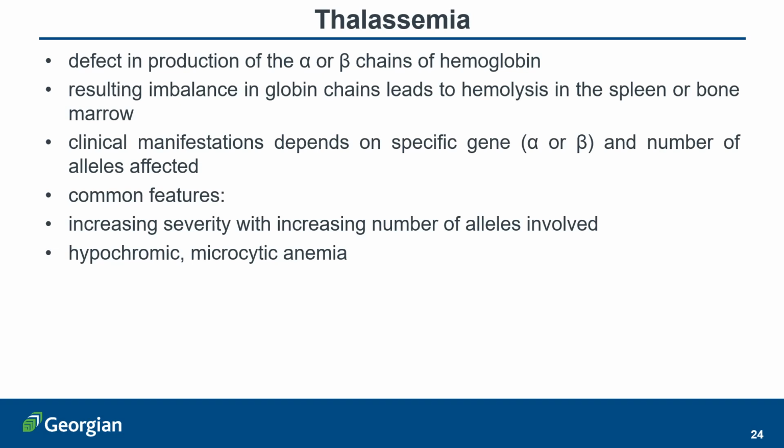The clinical manifestations of thalassemia depend upon whether it is alpha or beta thalassemia, in other words, whether the alpha or beta gene is affected, and the number of alleles affected. So the number of alleles affected in turn will affect the amount of alpha and beta chains that can be produced. The common feature of both forms of thalassemia is that the severity increases with the increasing number of alleles involved, as already mentioned. So the fewer alpha or beta chains that can be produced, the more severe the form of thalassemia is, right? If you can produce some of the alpha or some of the beta, it's not as severe as opposed to if you can produce none of the alpha or none of the beta chains.